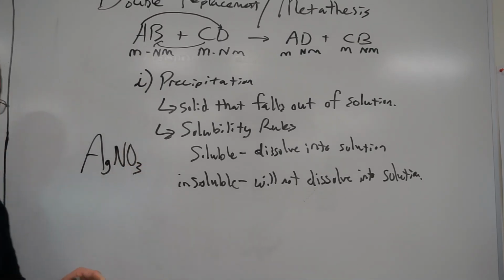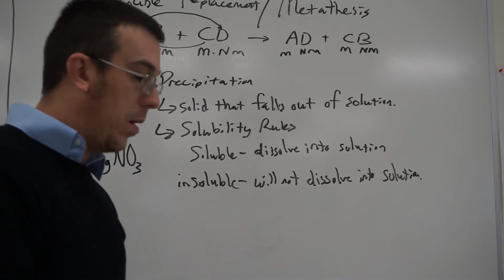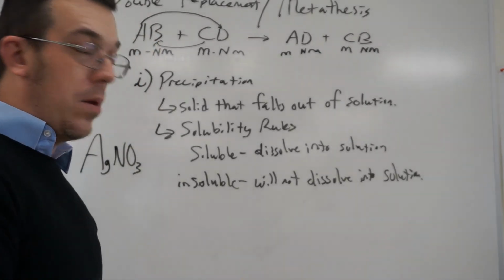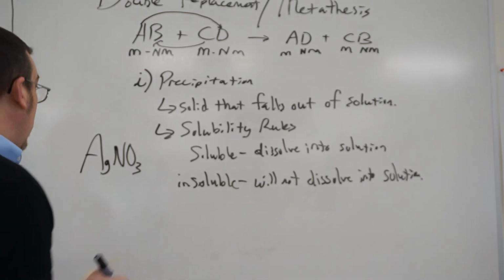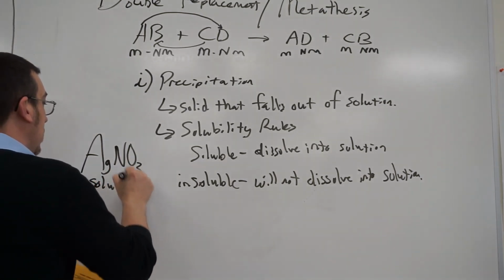So you look at this compound, AgNO3. Well, we find that the nitrate is in the soluble category, and there are no exceptions. What does that mean? That means that silver nitrate is soluble in solution.